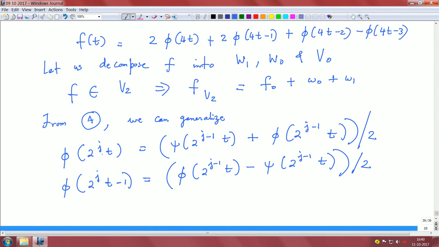Now, what we do is we plug j equals 2, because we have these terms, right. We have to get these terms, phi of 4t, phi of 4t minus 1, phi of 4t minus 2, 4t minus 3, we have to get all these things. To get to this step, we have to use these formulae and then decompose things further. Okay. So, let us see how this works out.